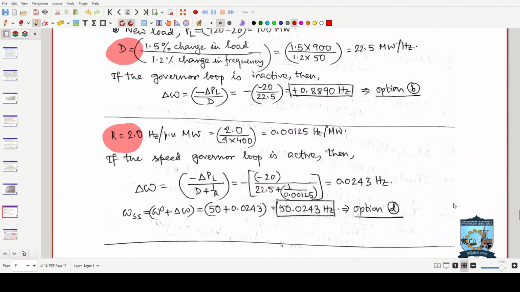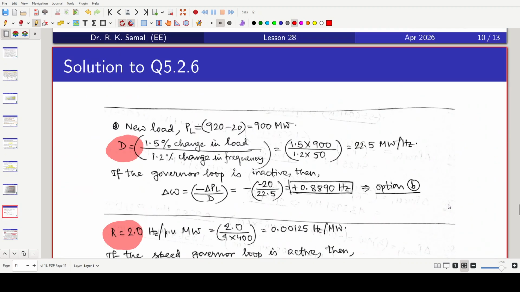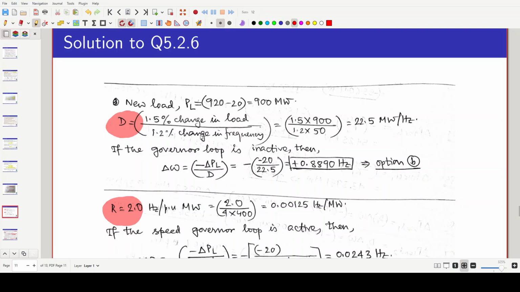Okay, so going back to this problem, I would suggest that by the time I take attendance, you solve this problem, question number 5.2.6. It's a very important problem, and very important from the exam point of view also.